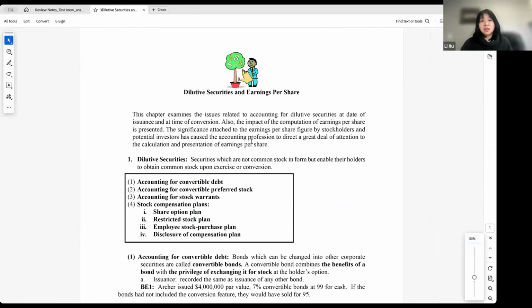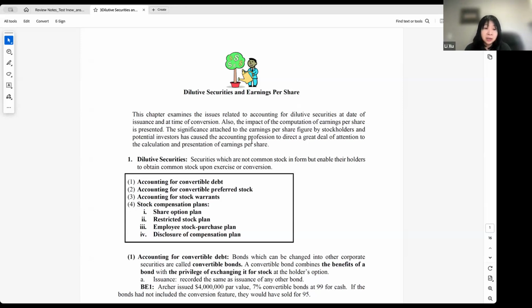Dilutive securities and earnings per share. This is the chapter you will see most of the calculation come from. It's difficult. In general, it is a difficult class, and it's going to be a difficult test because this really tests whether you know or you don't know.